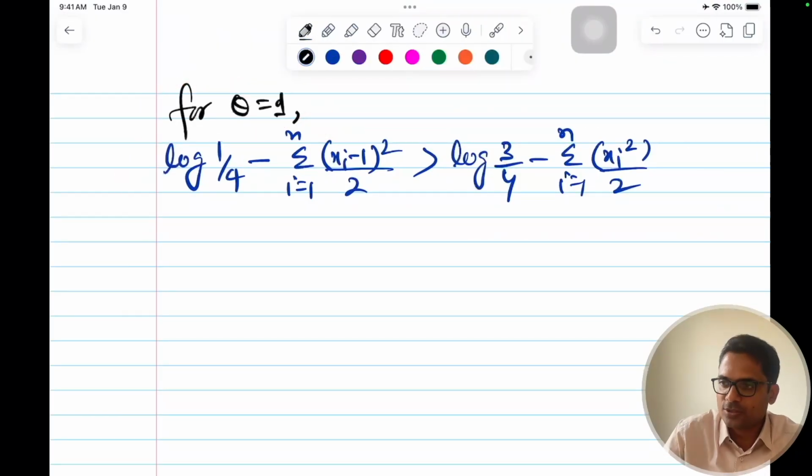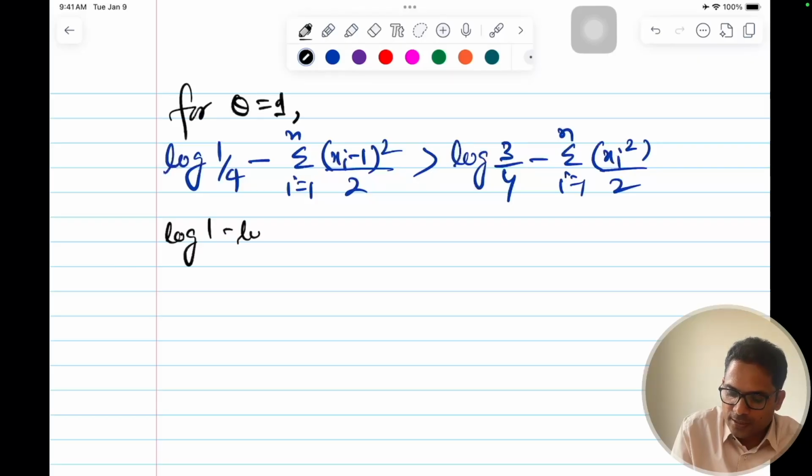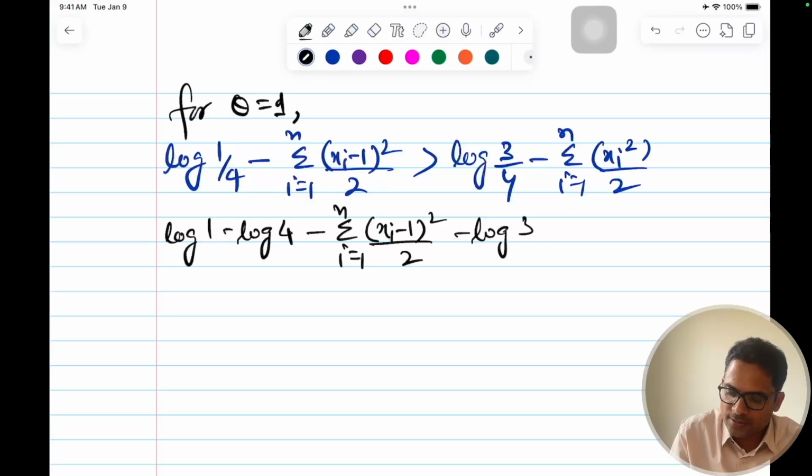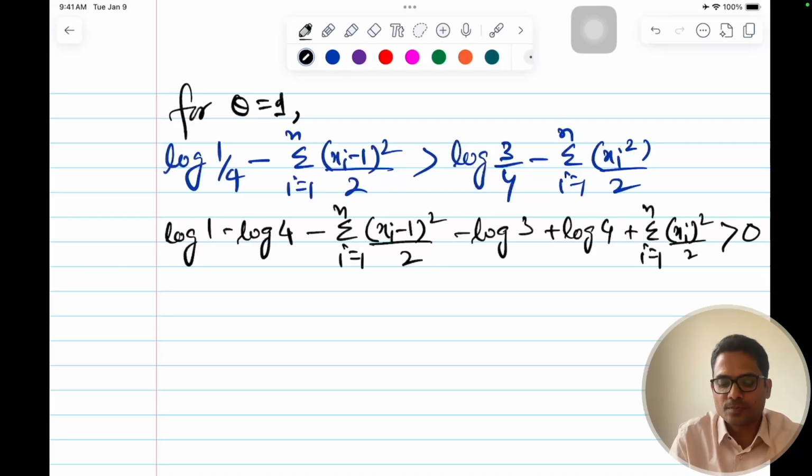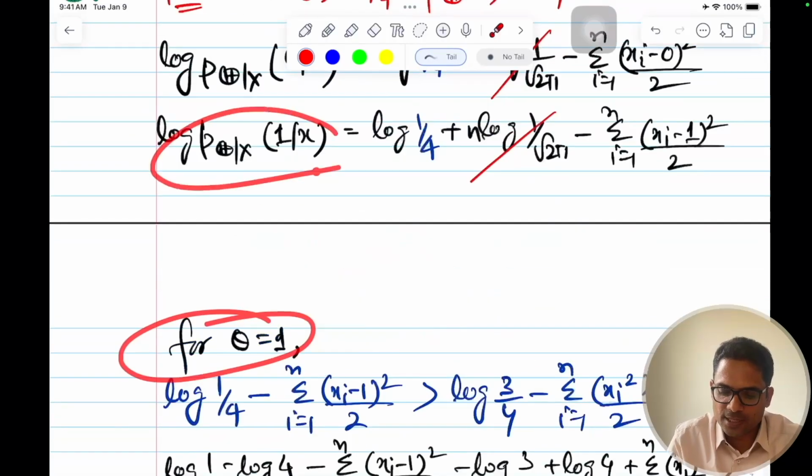So let's solve it quickly. This will be log 1 by 4. I'm bringing all these terms to one side. So this will be log 1 minus log 4 minus sigma i equal to 1 to n (xi minus 1) whole square by 2 minus log 3. I'm bringing it from that side: minus minus plus log 4, and this minus will become plus sigma i equal to 1 to n xi whole square by 2, and this whole thing should be greater than 0. Only then my theta will be 1, because the probability of that will be greater.